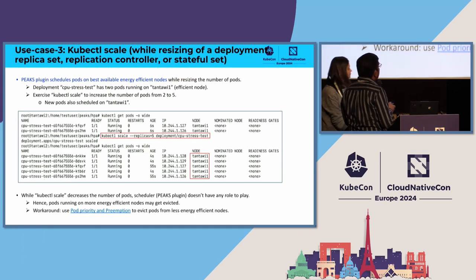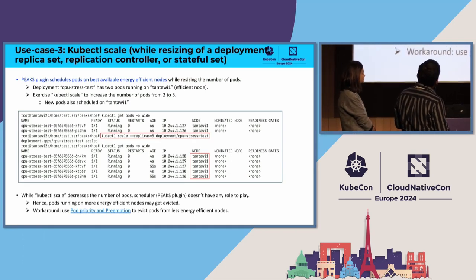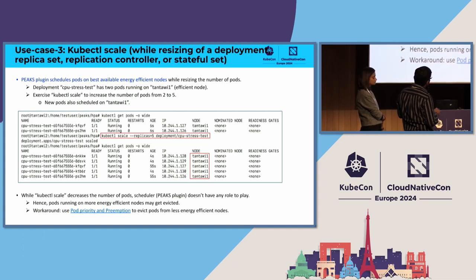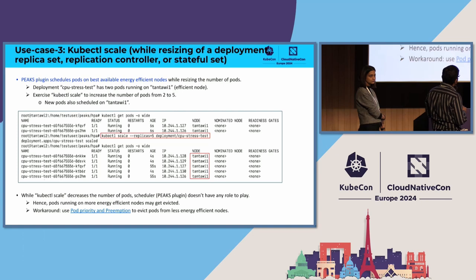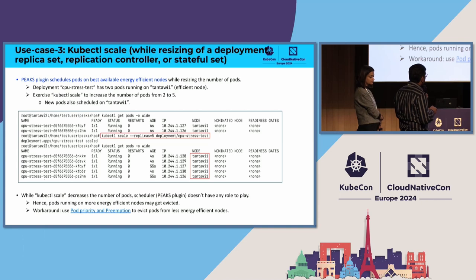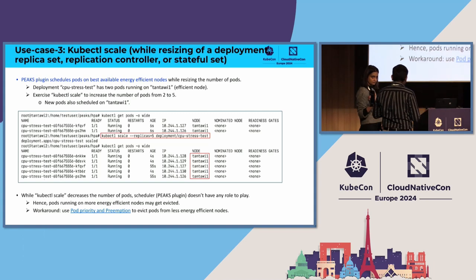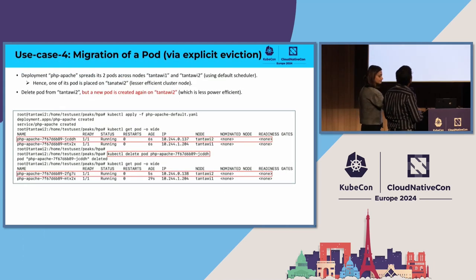Now, on the other hand, if you consider the scenario of a Peaks plugin, consider that we have initially two nodes and two parts which are deployed on the most energy efficient node, and now we are doing the same experiment. We are scaling up the number of parts from 2 to 5, but this time the new parts are deployed on node 1, because this deployment is handled by the Peaks scheduler plugin and it is aware of the energy efficiency, right?